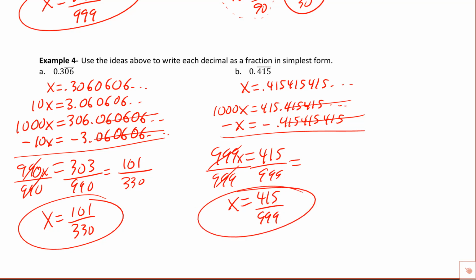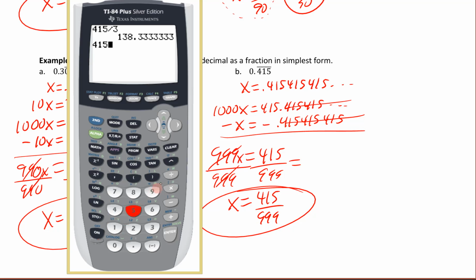And let's just double check. We'll do 415 divided by 999. Hit enter. And there's that 415, 415, 415, just that repeating pattern. Awesome. All right. Now, that seems long and complicated. We'll work our way through this. Thanks for your patience. Good luck on the assignment.